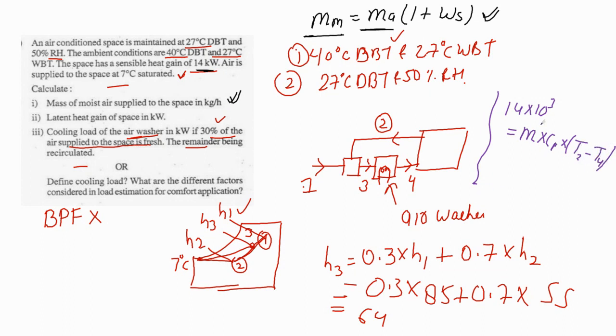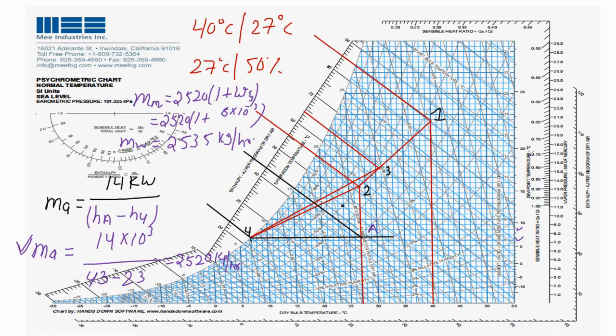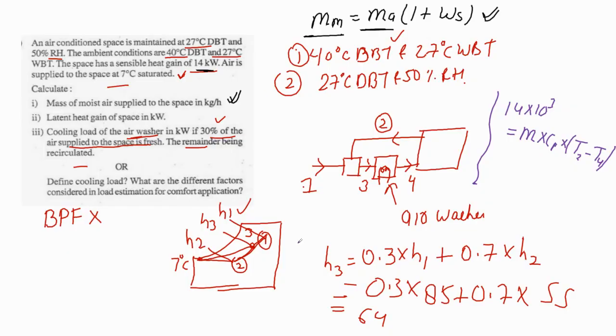By this means you can also do it, but I think this is the right way, because if you directly use T2 and T4, then I think it is not a very good way. Temperature at 2 is 27 and temperature at 4 is 7 degrees Celsius. So 14 into 10 cube is equal to mass flow rate into Cp, which is 1.022, into T2 is 27 minus T4 is 7.